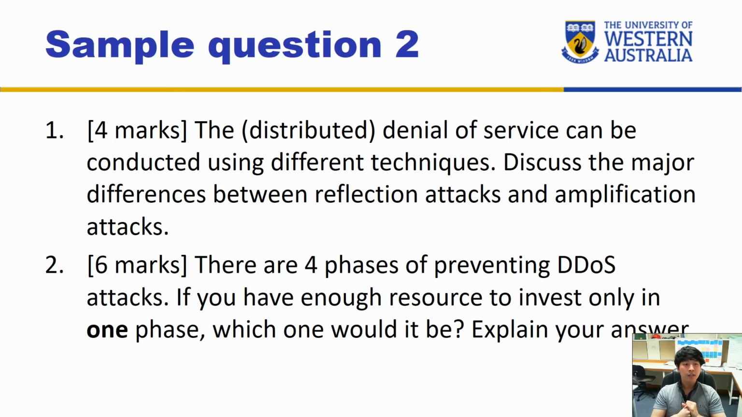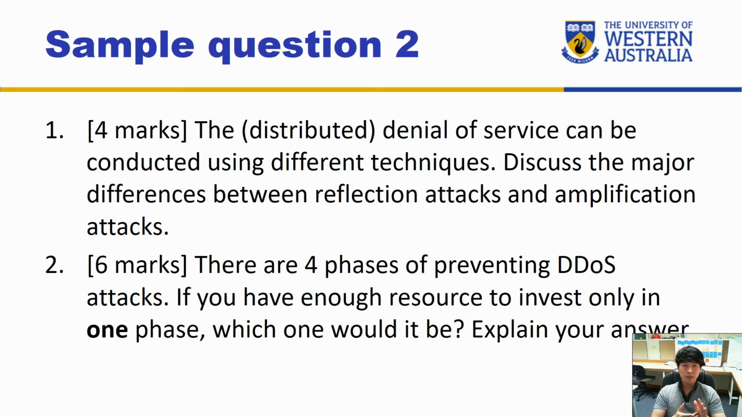Okay. Next item, there are 4 phases of preventing DoS attacks. If you have enough resources to invest only in one phase, which one would it be? Explain your answer. So this one is 6 marks, and there are 4 phases. If you selected one and justified it, you probably can get like 2, maybe 3 marks depending on the depth of explanation. Okay.